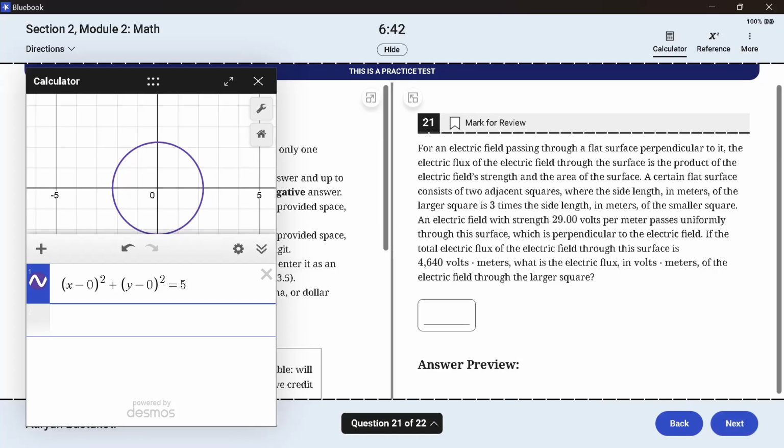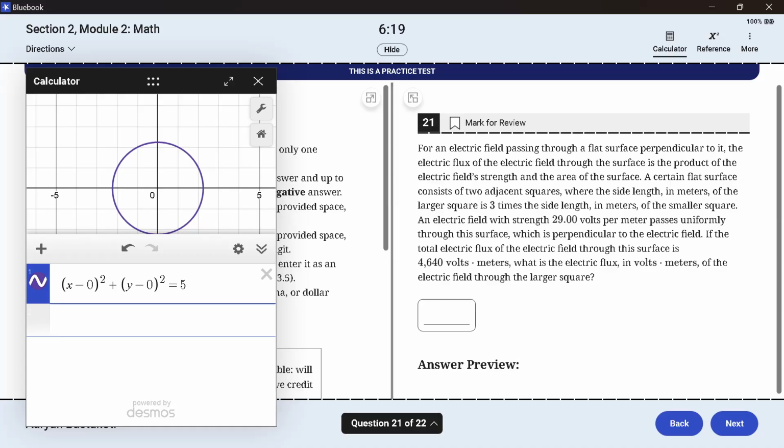For an electric field passing through a flat surface perpendicular to it, the electric flux of the electric field through the surface is the product of the electric field's strength and the area of the surface. A certain flat surface consists of two adjacent squares, where the side length in meters of the larger square is 3 times the side length in meters of the smaller square. An electric field with strength.